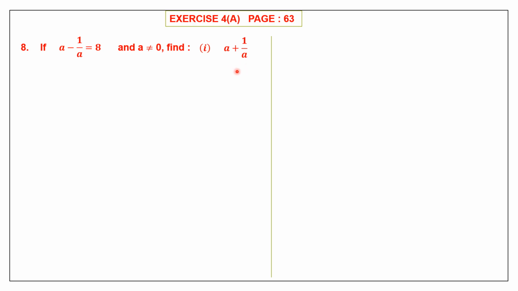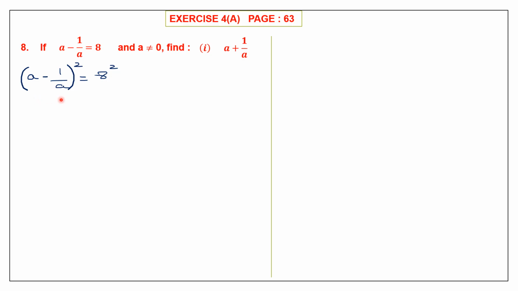So to find the value of this, that is a plus 1 by a, given that a minus 1 by a is equal to 8 and a is not equal to 0, we're going to take this equation and begin by first squaring both sides of this equation. So let's write that down. So that is a minus 1 by a. This is the equation. This is equal to 8. And we're going to square both these sides, the left hand side and the right hand side.